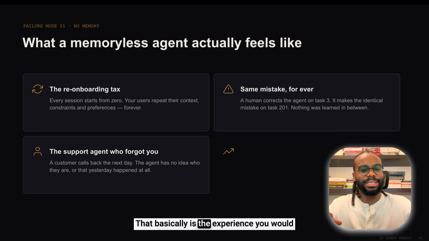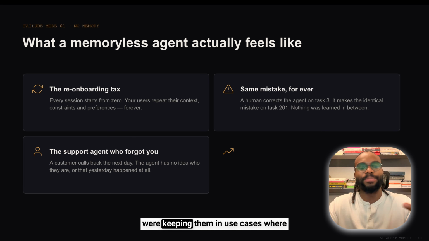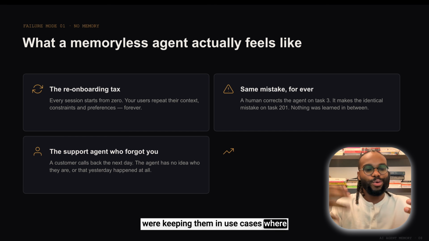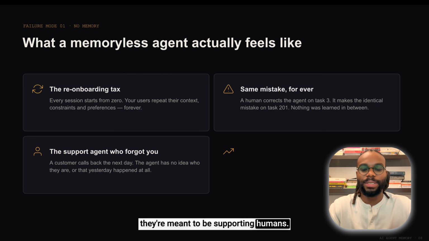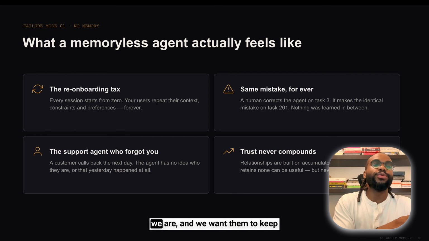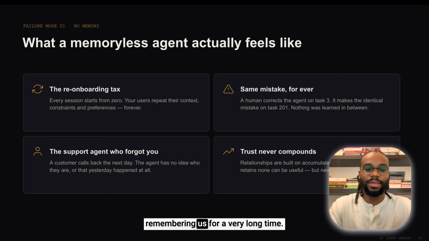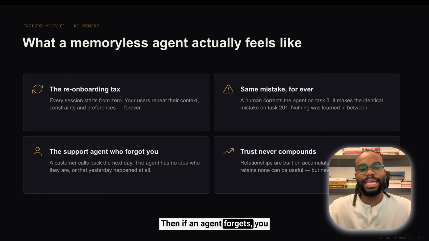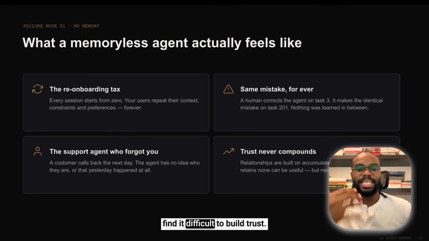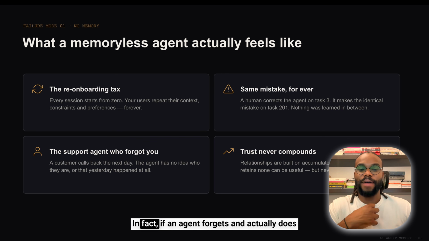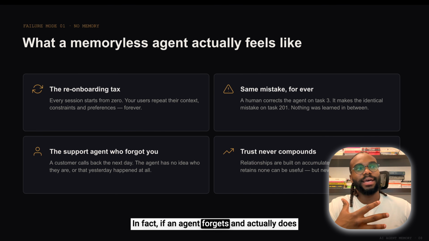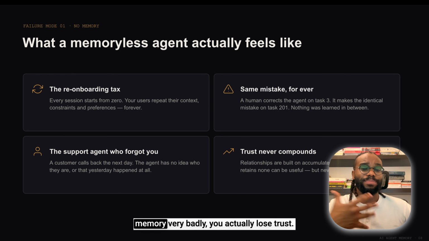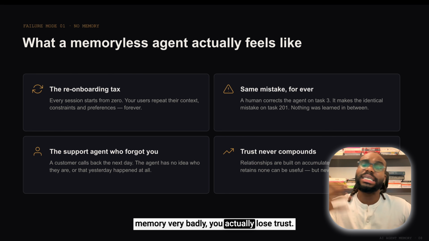That basically is the experience you would get if agents never remembered and you were keeping them in use cases where they're meant to be supporting humans. We don't want agents to forget who we are, and we want them to keep remembering us for a very long time. If an agent forgets, you find it difficult to build trust. In fact, if an agent forgets and does memory very badly, you actually lose trust.